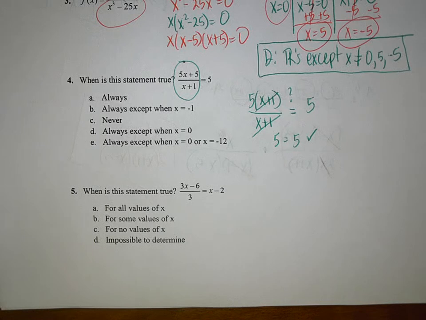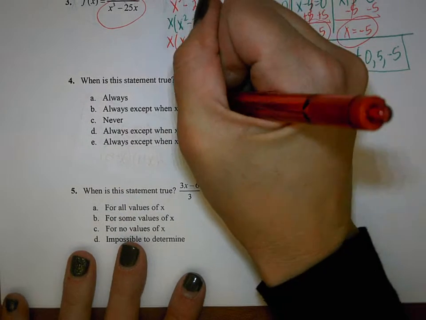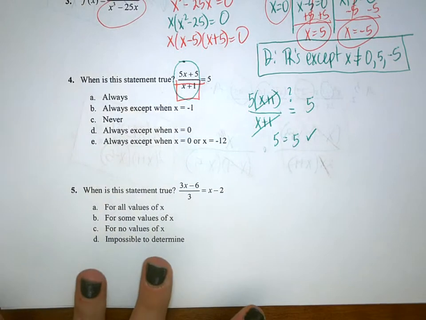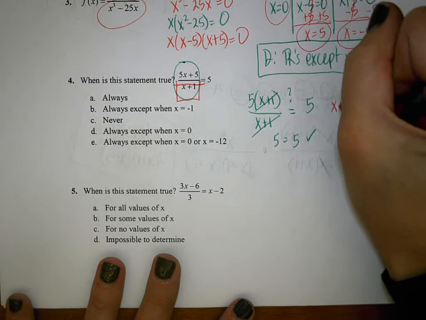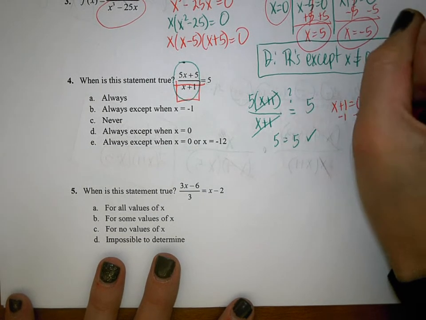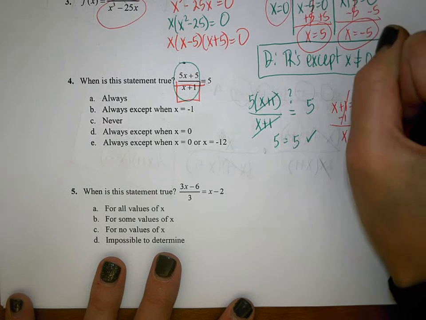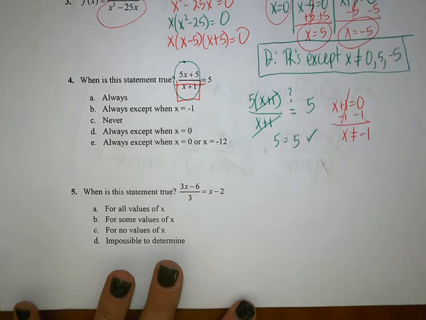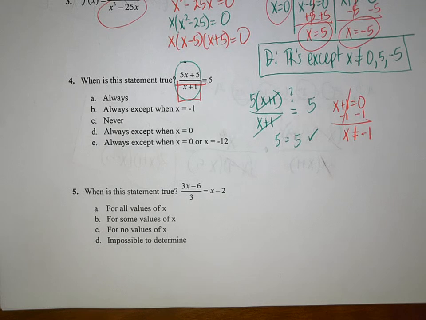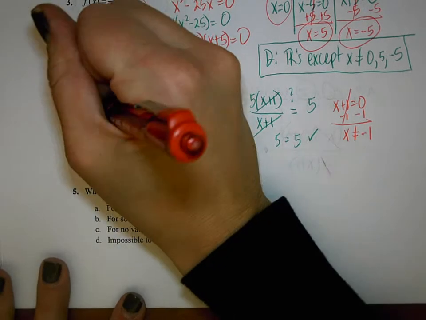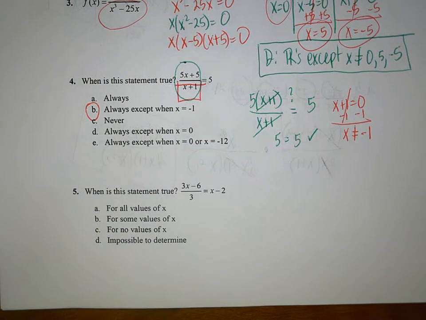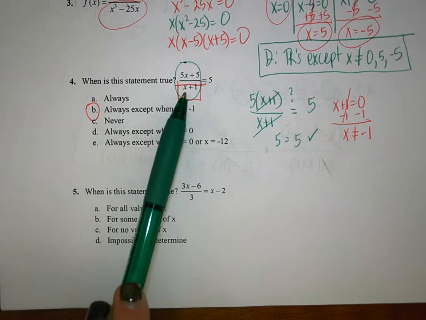So this would be like an always, except when do you think we should be worried about? If you end up with 0 in the denominator. So what am I going to do? I'm going to put x plus 1 equals 0. I'm going to subtract 1 from both sides. And x cannot equal negative 1. So my answer is going to be what? B. Always, except when x equals negative 1. So you always want to be careful with whatever would make 0 in the denominator.